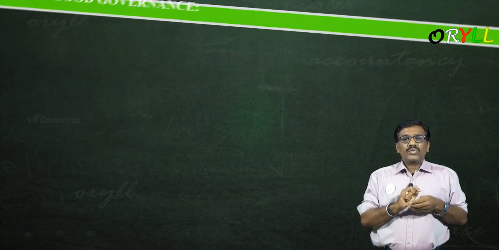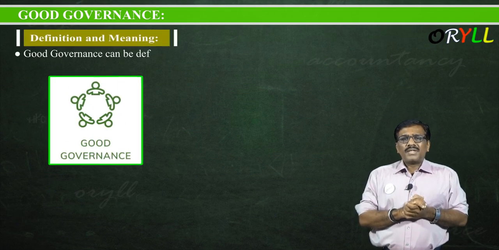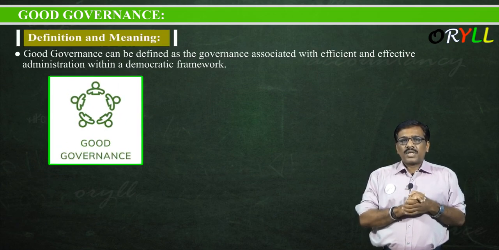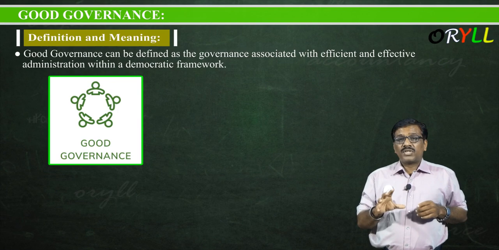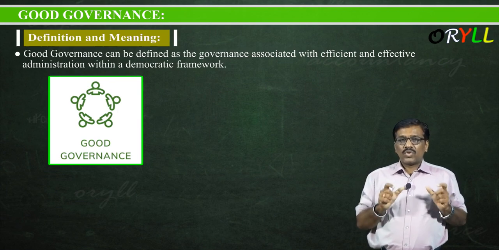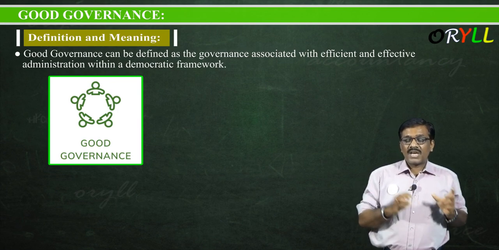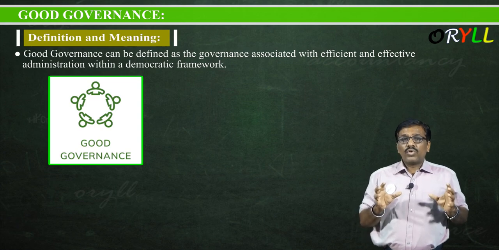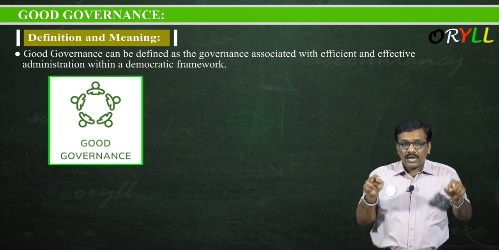And now let's see good governance. Good governance can be defined as the governance associated with efficient and effective administration within a democratic framework. Just now I discussed these two words, efficiency and effectiveness. Okay, so how are you going to deliver this within a democratic framework?